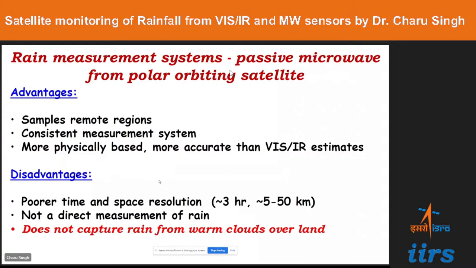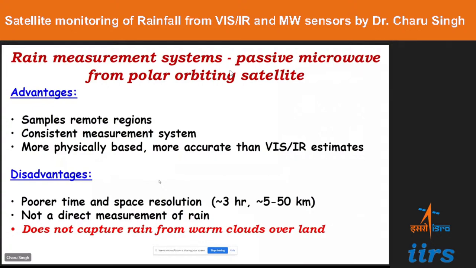Suppose we have the passive microwave data sets available from the polar orbiting satellites, we can also estimate the rainfall using the scattering based method or the emission based method. We may also combine these two methods to get a combined rainfall estimation algorithm. So there are various advantages if we measure the rainfall using the polar orbiting satellites' passive microwave sensors.